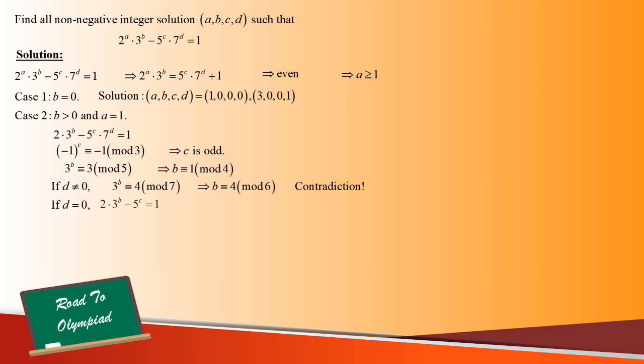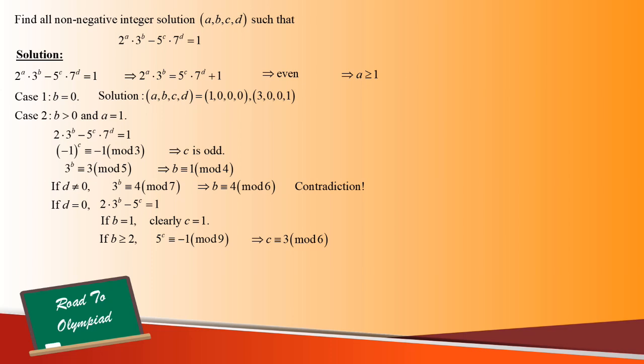We'll have 2 times 3 to the power of b minus 5 to the power of c is equal to 1. Clearly, if b is equal to 1, we have c is also equal to 1. If b is at least 2, then 2 times 3 to the power of b is a multiple of 9. So taking congruent modulo 9 gives us negative 5 to the power of c is equal to 1 mod 9, or 5 to the power of c is equal to negative 1 mod 9. Checking through the power of 5, we have c is equal to 3 mod 6.